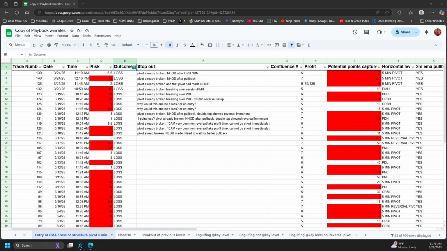So the extra confluences could be like golden zone, an outside day, or VWAP in your favor, stuff like that. And what I do is I just enter at the exact moment it hits the horizontal level, as long as I have all the confluences I need. And then I just put my take profit, stop loss, and let it do its thing.